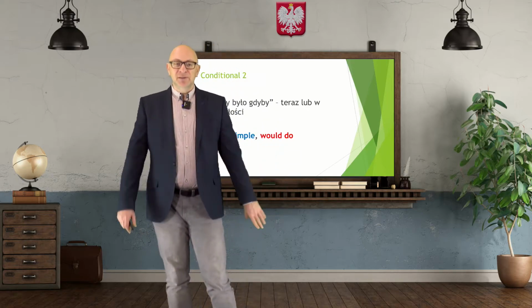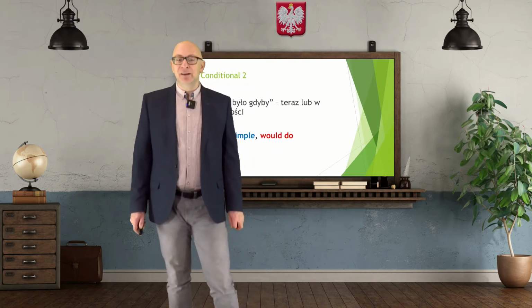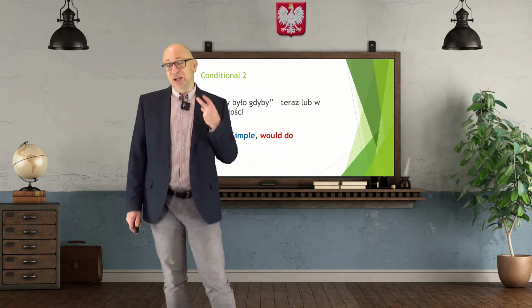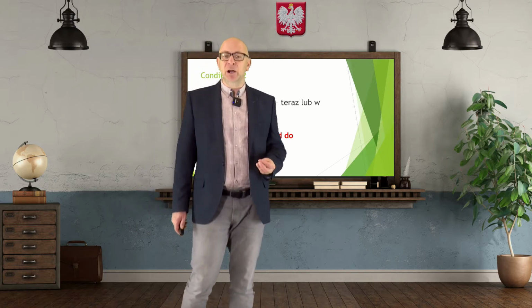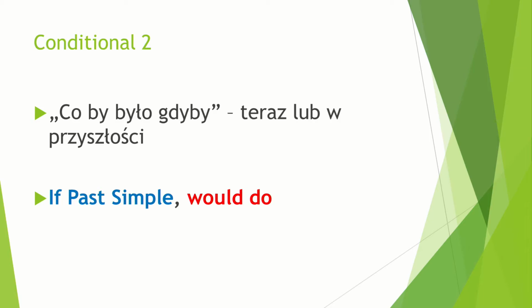Okay, so what forms do we use in the second conditional? Well, again, after if, so in this conditional part of the sentence, we use past simple, usually. In the second part, where we have the result of the condition, we have would plus infinitive. So, okay, would do or would plus infinitive, yes?